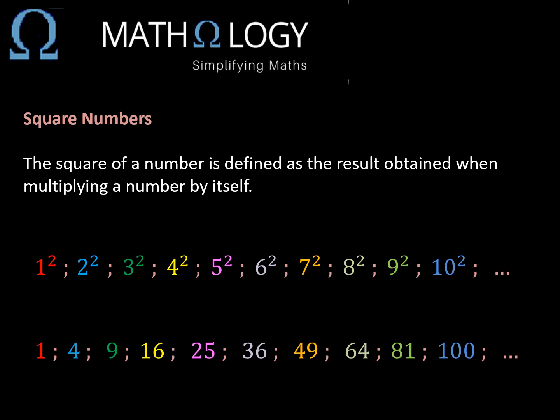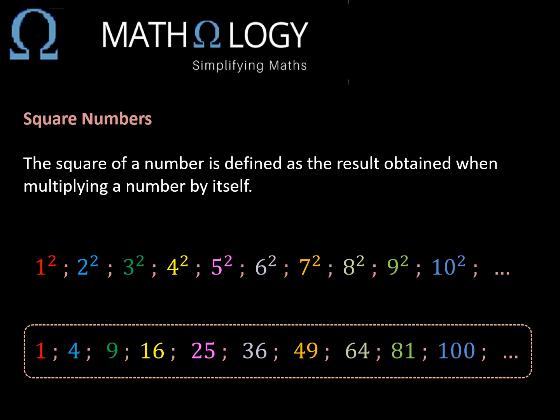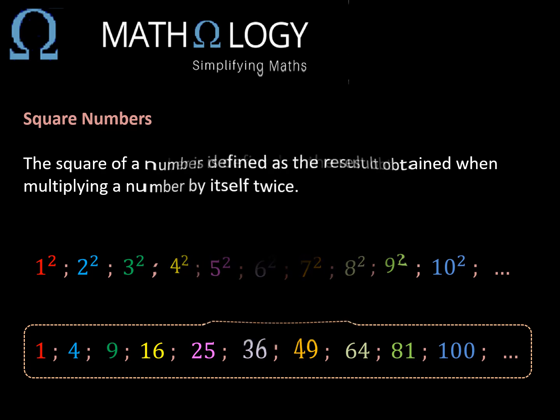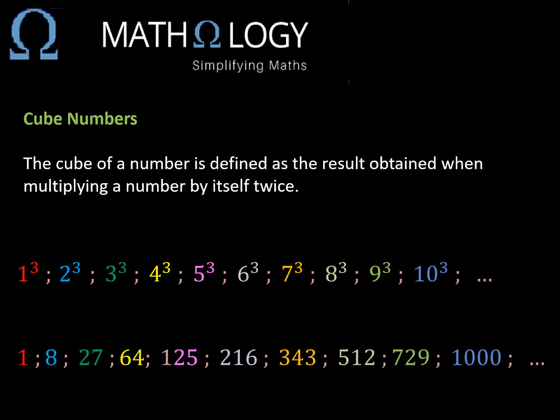The square of a number is defined as the result obtained whenever multiplying a number by itself. The first 10 square numbers are 1, 4, 9, 16, 25, 36, 49, 64, 81, and 100. The cube of a number is defined as the result obtained whenever multiplying a number by itself twice. In other words, the cube of 2 equals 2 times 2 times 2, which equals 8. And the cube of 6 equals 6 times 6 times 6, which equals 216.